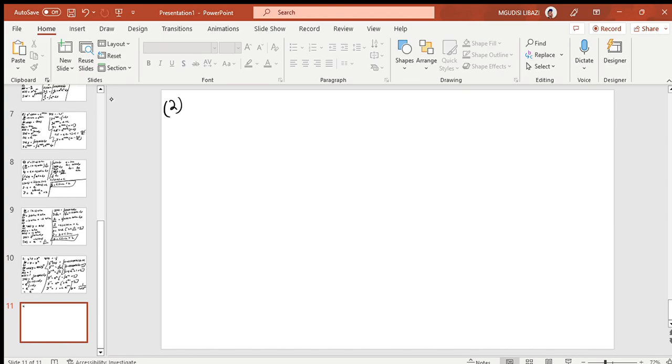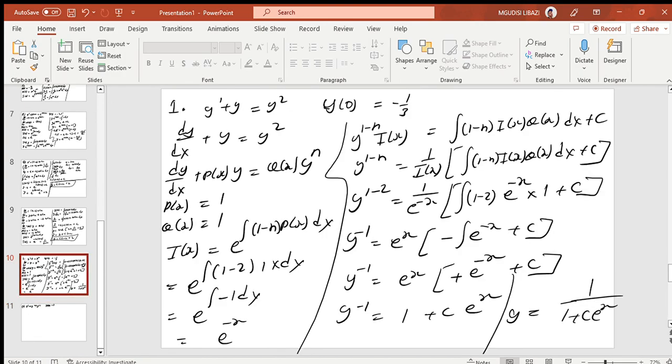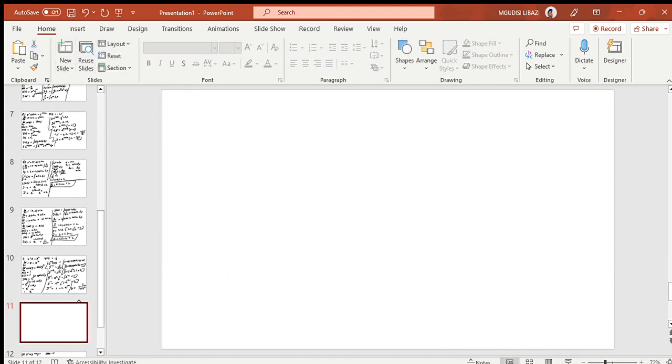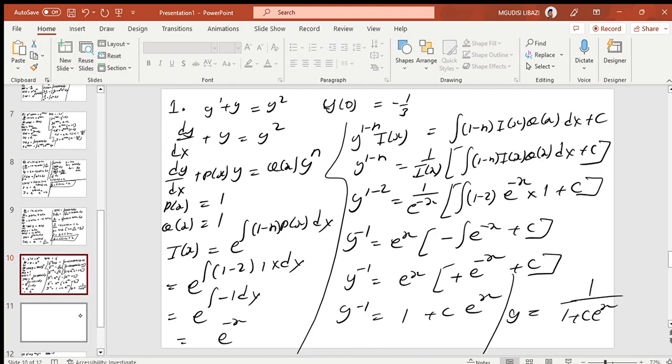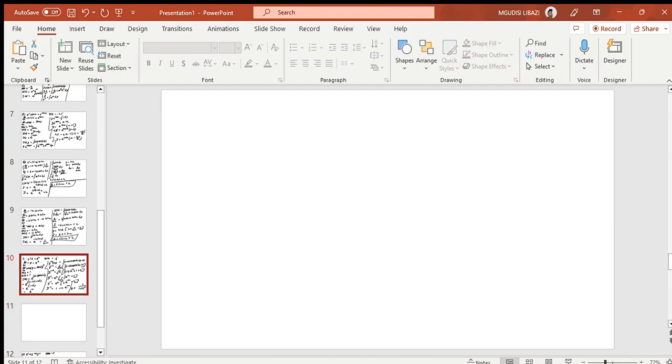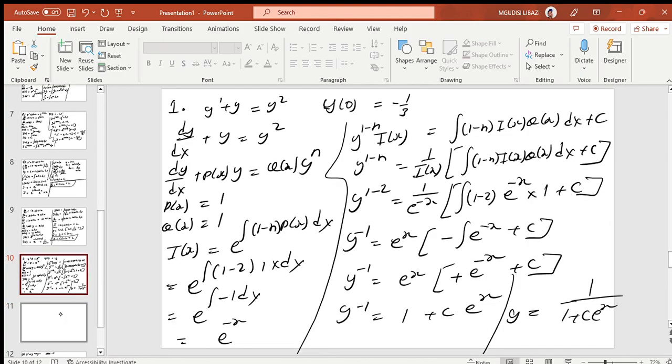So the second one, based on Bernoulli's equation of y prime plus xy, which is equal to xy to the minus 1, and we are told that y of 0 is equal to 3. Also here we can find, because when given the conditions, that means we can actually find the solution using the initial values.